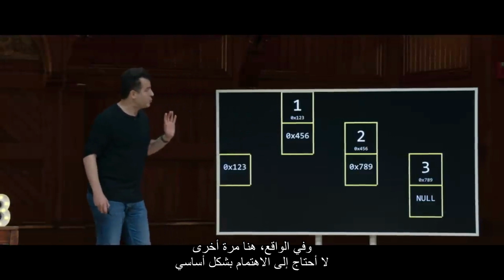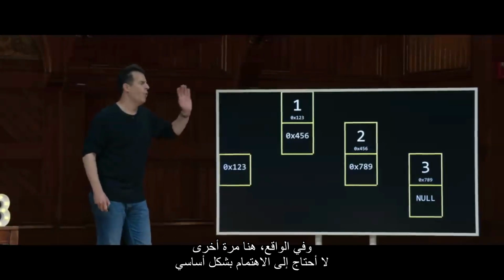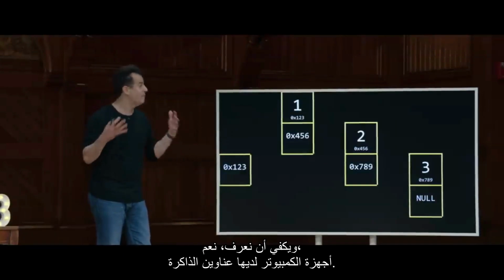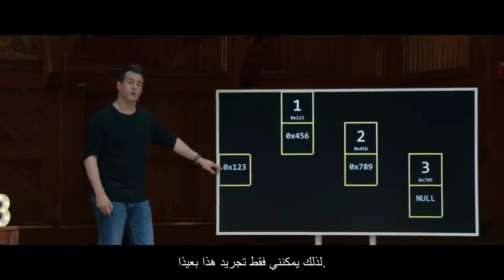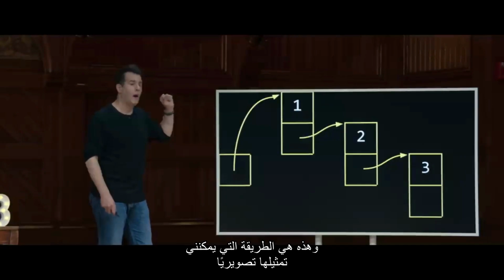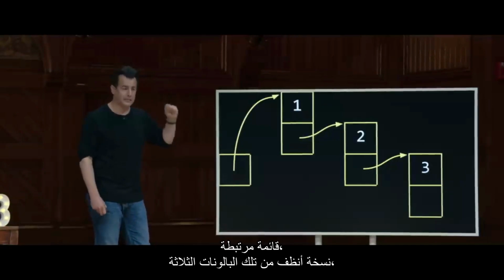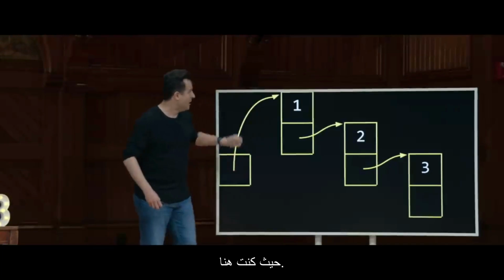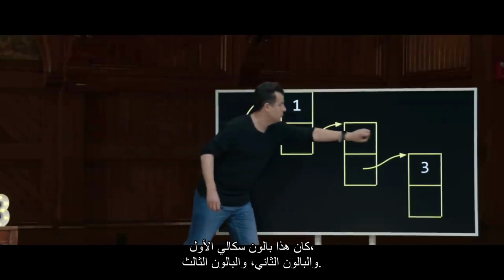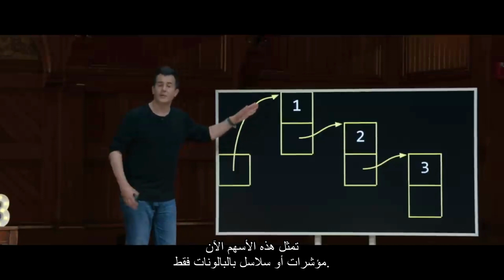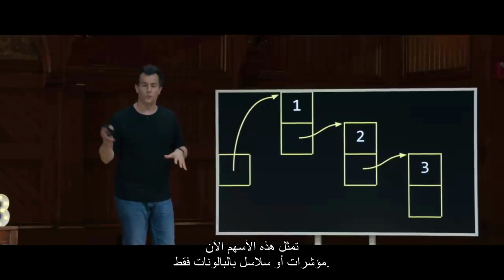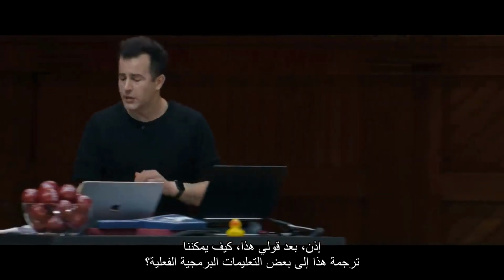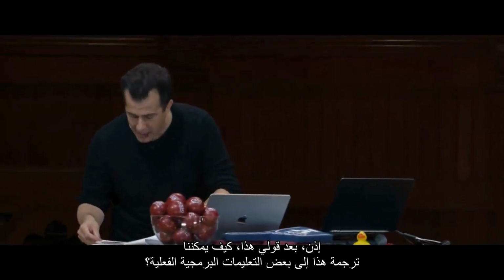And in fact, here again is where I don't need to care fundamentally where any of these addresses are. It suffices to know that, yes, computers have memory addresses. So I could just abstract this away. And this is how I might pictorially represent a linked list, a cleaner version of those 3 balloons, whereby this was Scully's first balloon, second balloon, third balloon. These arrows now just represent pointers or strings with the balloons. So with that said, how can we go about translating this to some actual code?